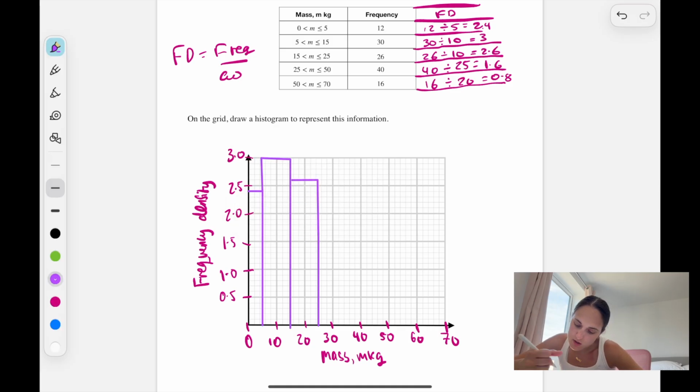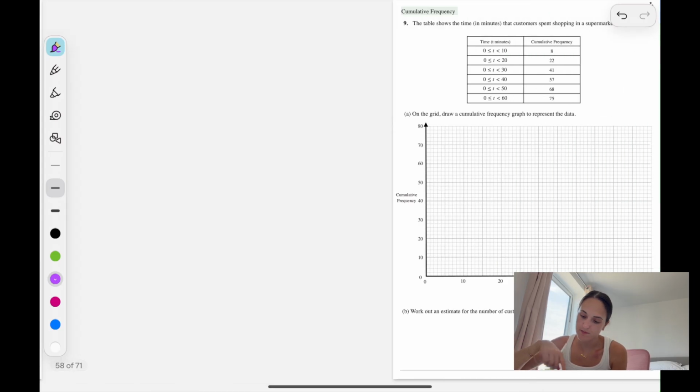The next one, we're going to go 25 to 50, so we're going to go up to 1.6 for this one. And then for the last one, 50 to 70, we're going to go up to 0.8. So that is the histogram, and that is the answer to this question.